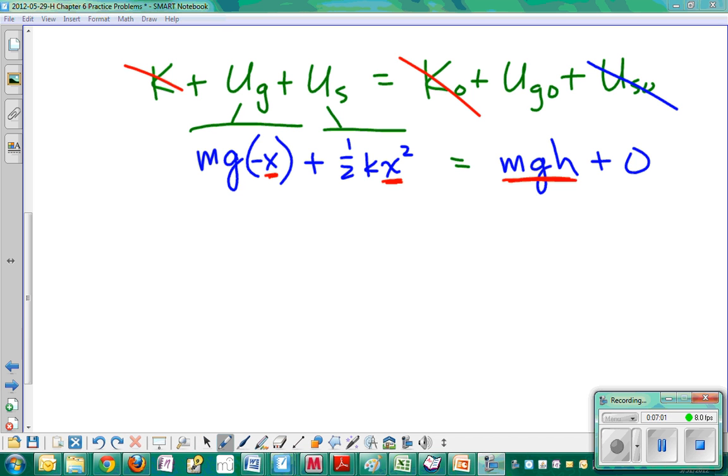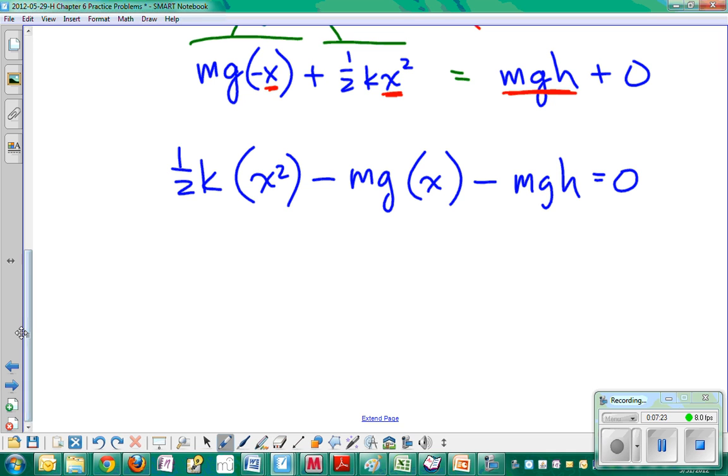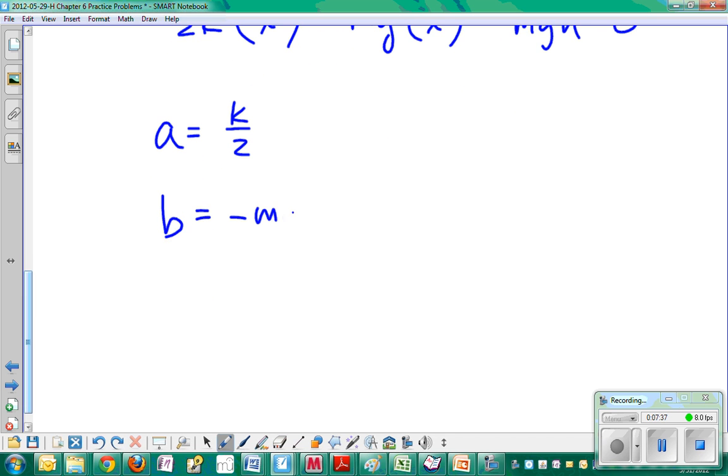So this is in fact quadratic, but it's pretty simple to just mess around a little bit and say that we've got 1/2 k times x squared minus mg times x minus mgh is equal to 0. And we could multiply through by -1 if you feel like it. Doesn't matter. What we end up with is our a term for the quadratic is going to be k over 2, to plug into the quadratic equation, our b term is going to be equal to -mg, and our c term is going to be equal to -mgh.